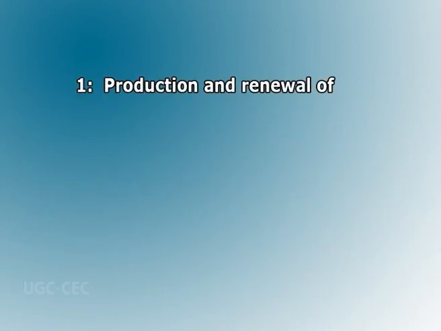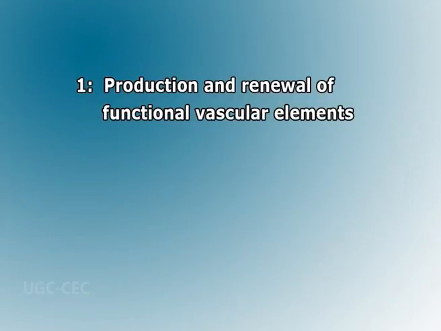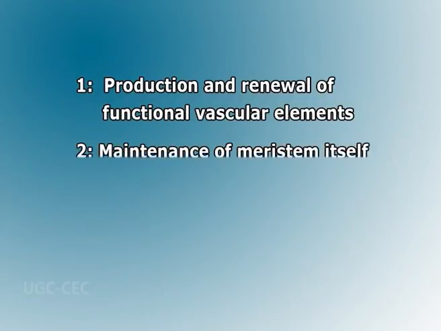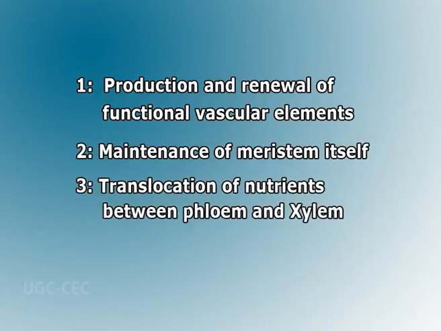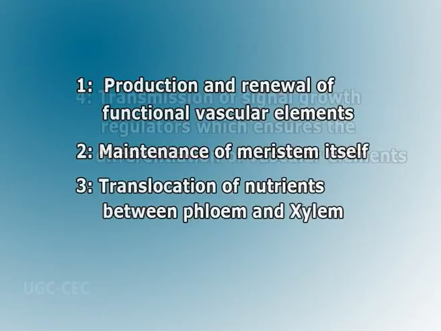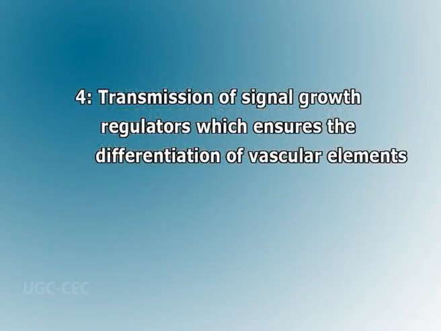Catesson 1994 described 4 possible roles of cambium. Number 1, production and renewal of functional vascular elements. Number 2, maintenance of the meristem itself. Number 3, translocation of nutrients between phloem and xylem. Number 4, transmission of signal growth regulators which ensures differentiation of vascular elements.